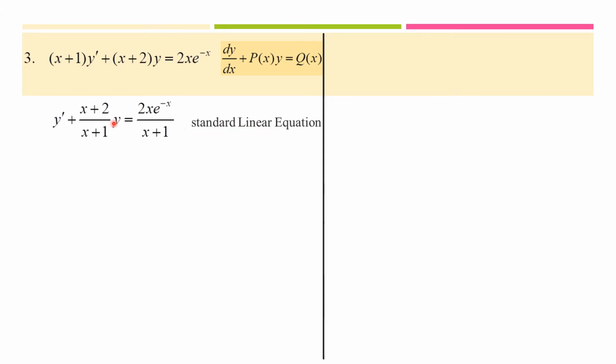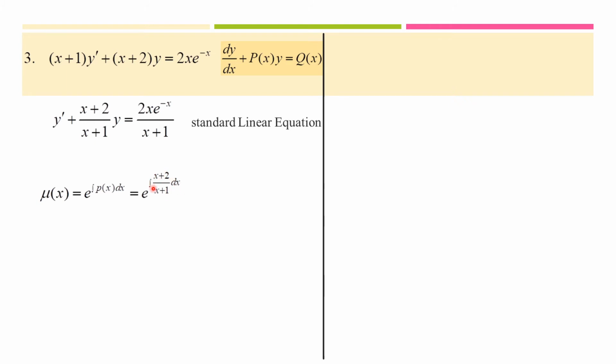Notice that the p of x, which is the coefficient of y, is given by x plus 2 divided by x plus 1. Okay, use this p of x in the formula for the integrating factor. So the integrating factor mu of x is equal to e to the power of the integral of p of x dx, which is e to the power of the integral of x plus 2 over x plus 1 with respect to x.